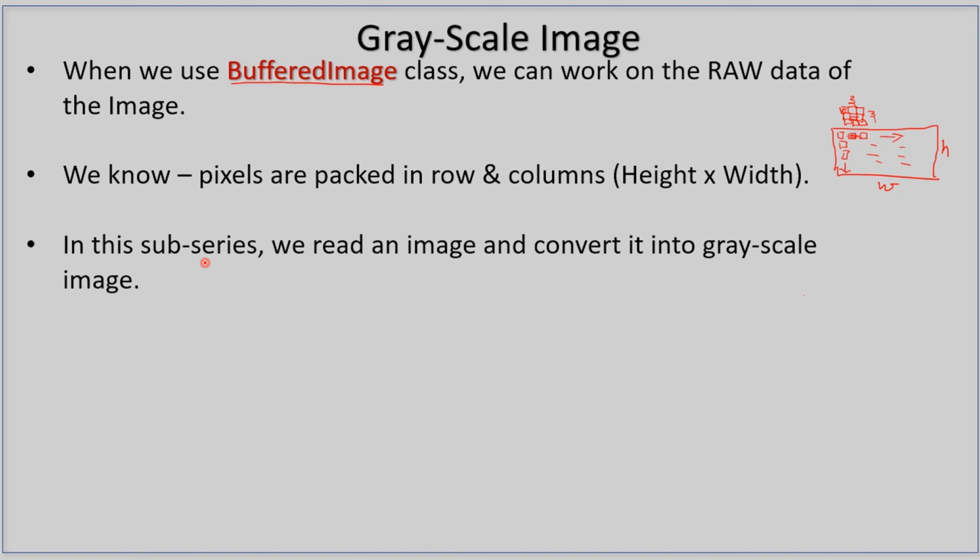In this sub-series, we read an image and convert it into a grayscale image. We know how to read an image; in the previous video we saw it. Here in this sub-series, after reading the image, we will manipulate the pixels so that the pixels will be grayscaled.